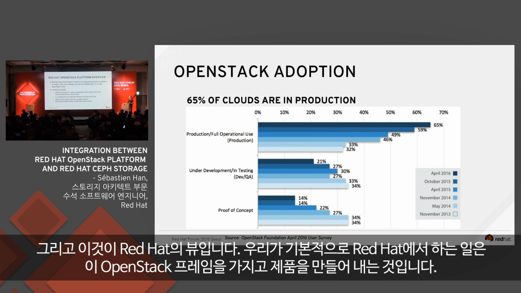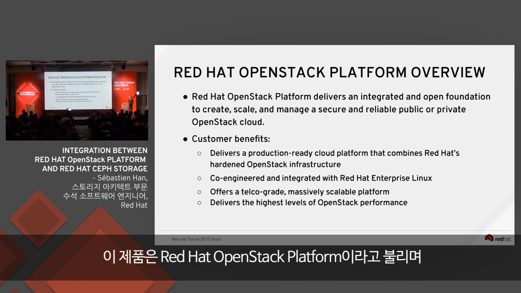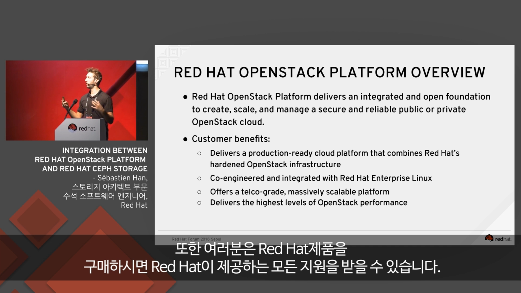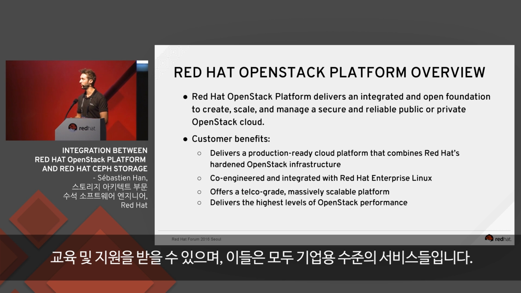Then this is the Red Hat view. What we did at Red Hat is we basically took this OpenStack framework and we made a product out of it. And so the product is called Red Hat OpenStack Platform. And what we basically do is we deliver an enterprise-grade cloud solution that will allow you to deploy any type of clouds from hybrid to public to private clouds. And you basically get all of the benefits when you buy something from Red Hat, meaning that you get all the QAs, something that has been validated and tested internally by all of the Red Hat engineers, you get trainings, you get support, and this is a really enterprise-grade level.